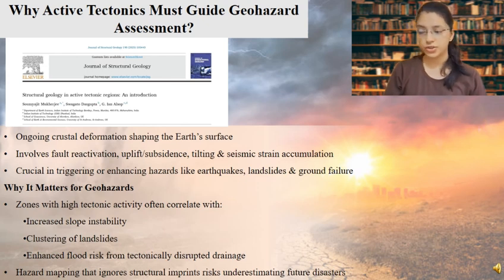The article Structural Geology in Active Tectonic Regime: An Introduction by Mukherjee et al. in 2025, published in Journal of Structural Geology, tells us how ongoing crustal deformation shapes our landscape. This includes processes such as fault reactivation, uplift or subsidence, tilting, and the build-up of seismic strain. The geological processes have significant impact. For instance, in tectonically active zones, crustal deformation ensures slope instability and can disrupt drainage systems, leading to an increased risk of both landslides and floods.